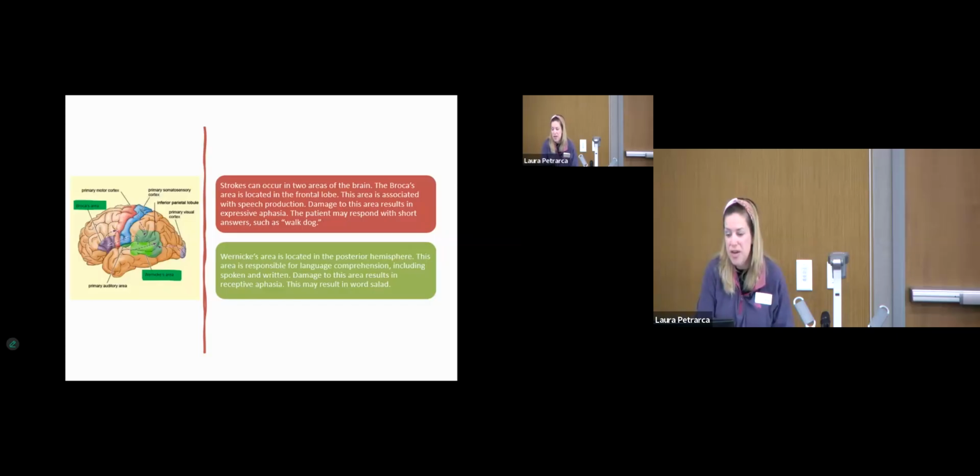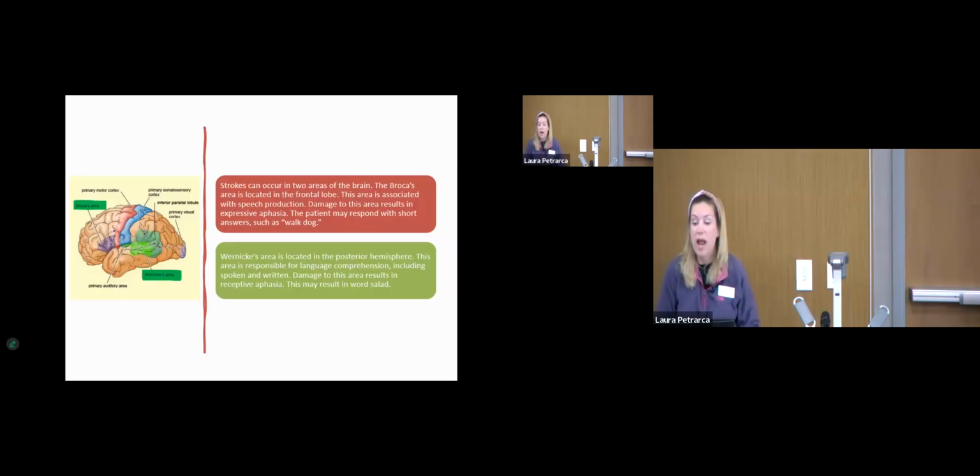I like this little picture here. It tells you the 2 different areas in the brain where strokes can occur. The Broca's area, which is located in the frontal lobe, and if y'all can see that, it's purple, should be on yours. This area is associated with speech production, and damage to this area results in expressive aphasia. So the patient may respond with short answers such as walk dog. It won't be, can you please go walk the dog? It's going to be walk dog.